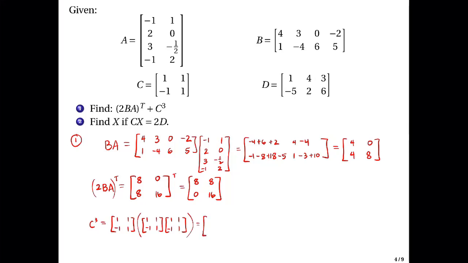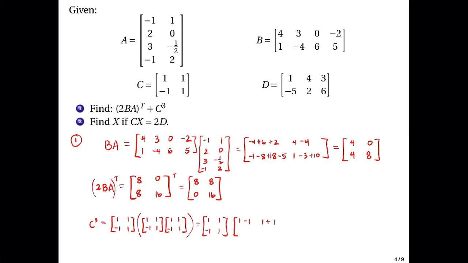So I'll just copy 1, 1, negative 1, 1. And for this guy here, we do the multiplication. We will have 1 times 1 plus 1 times negative 1. So that's minus 1. And then 1 times 1, that's again 1, plus 1 times 1 in here. So we have plus 1.